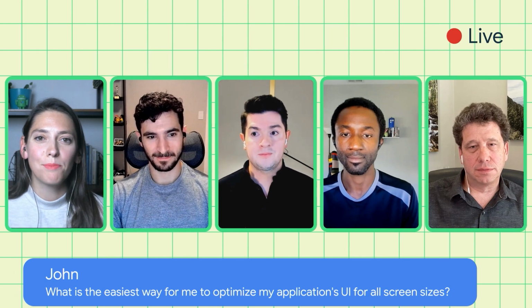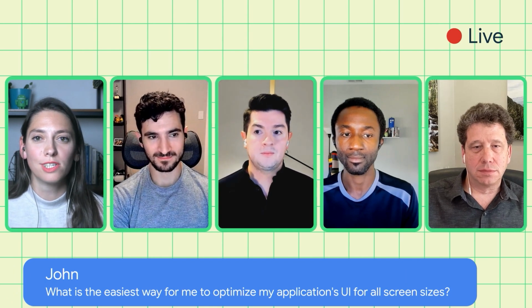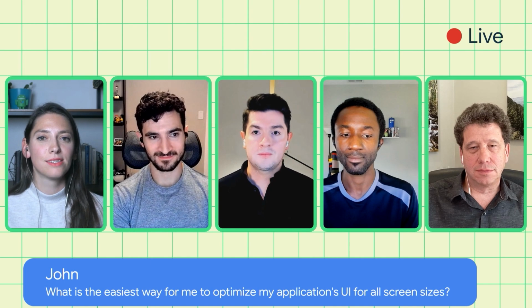What's the easiest way for developers to optimize the application's UI for all screen sizes?